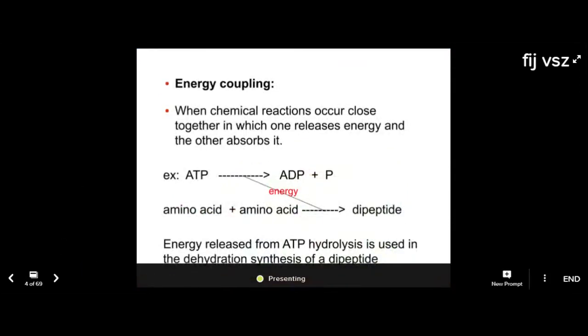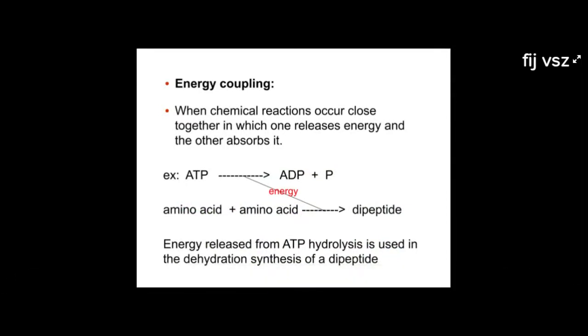Okay, so this is important. Energy coupling. A lot of students get confused about this. What exactly does that mean? It means you've got two opposite reactions where one's releasing energy and one's absorbing it. And often they happen really close together in the cell cytosol, and that's on purpose because one is releasing energy, the other one is then using it.